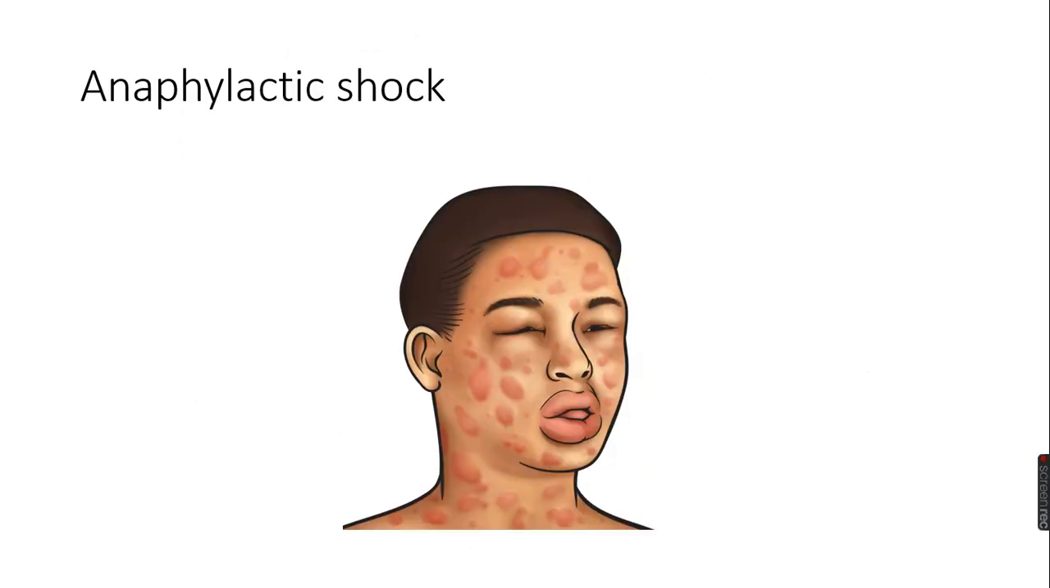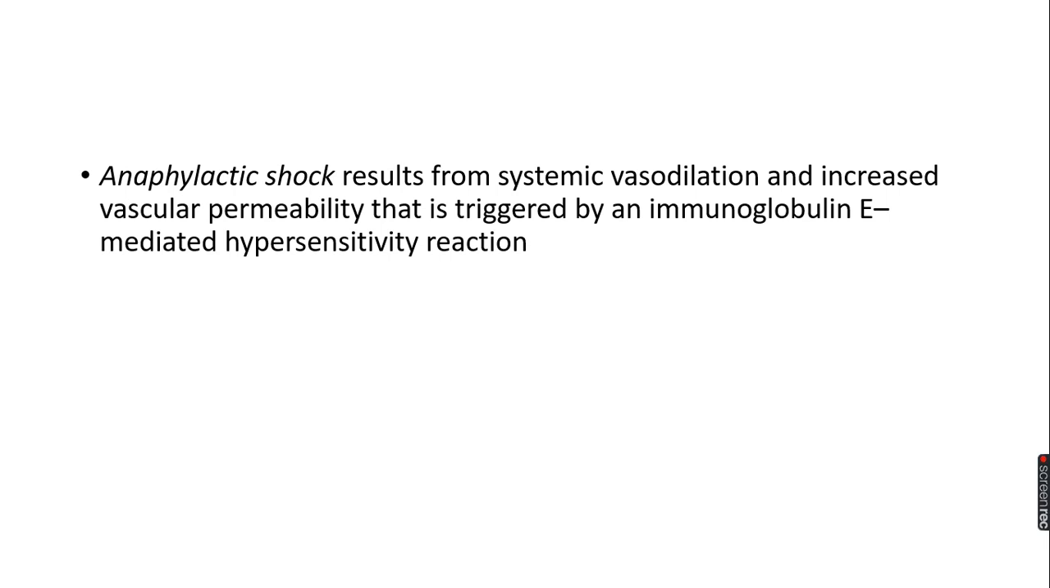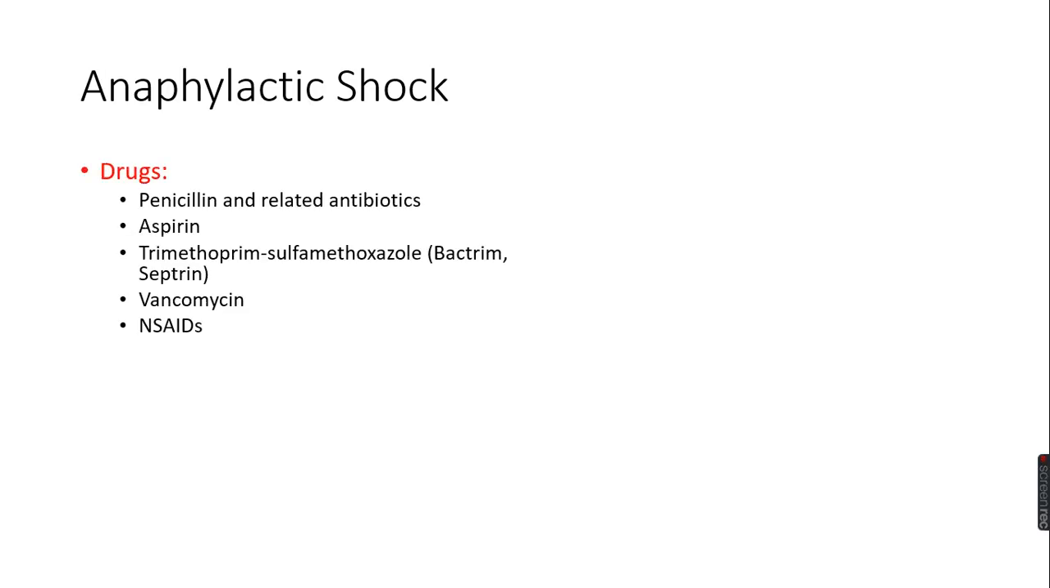Next is anaphylactic shock. Anaphylactic shock results from systemic vasodilatation and increased vascular permeability that is triggered by an immunoglobulin E-mediated hypersensitivity reaction. So for anaphylactic shock, you have drugs such as penicillin and related antibiotics, aspirin, trimethoprim-sulfamethoxazole, which is also known as Bactrim or Septrin, vancomycin, and non-steroidal anti-inflammatory drugs.